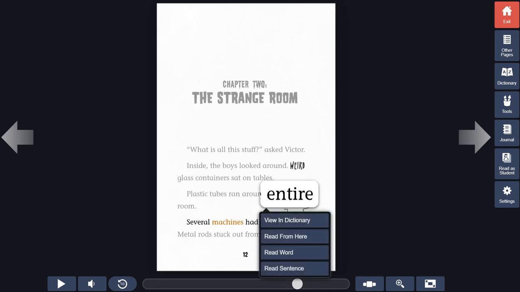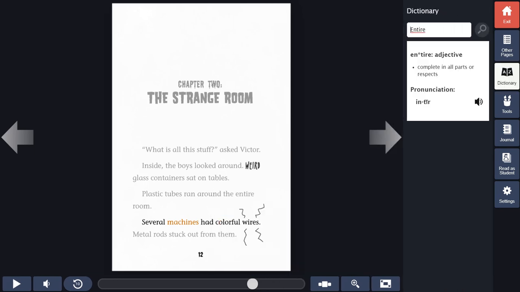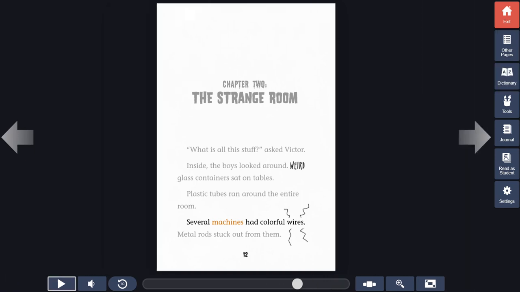For example, entire. Does any one of you know the meaning of the word entire? Let's check it. It means complete in all parts or respects. So entire means full of something.